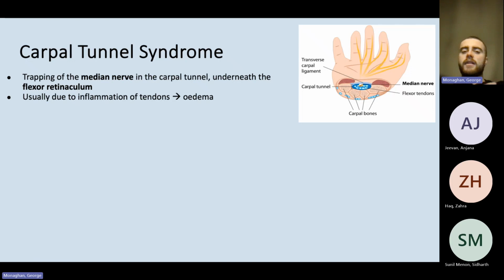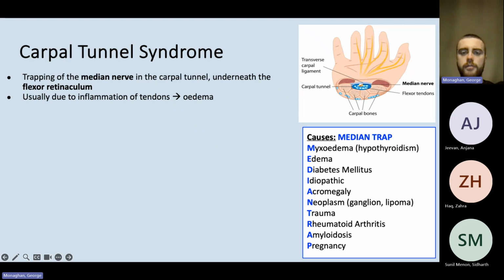The retinaculum is like a fibrous band that's kind of here on your hand, and it goes over the carpal bones. And inside there you have the median nerve itself, and you also have other tendons. You have 4 tendons of the flexor digitorum superficialis, 4 of the flexor digitorum profundus, and then also the tendons of the flexor pollicis longus as well.